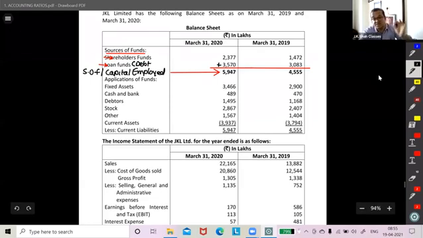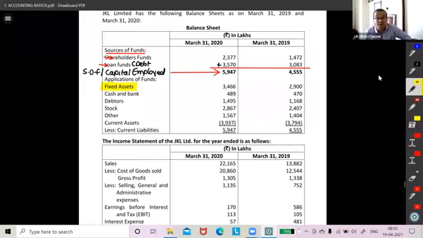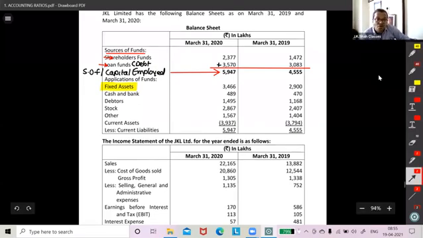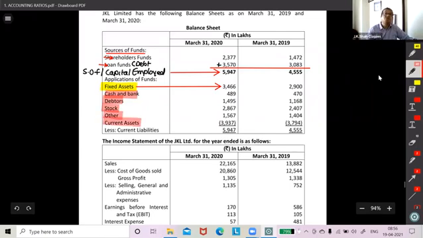Then application of funds. Now see, guys, again in application of funds, the headings are written this way so that you will remain confused. Fixed assets they are writing. Fine. First, fixed assets are given, but after that you are not told anything about the next part. So see, cash, bank, debtors, stock, and other current assets. This is all current assets, guys.